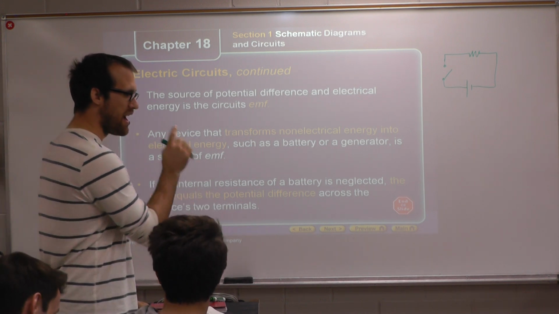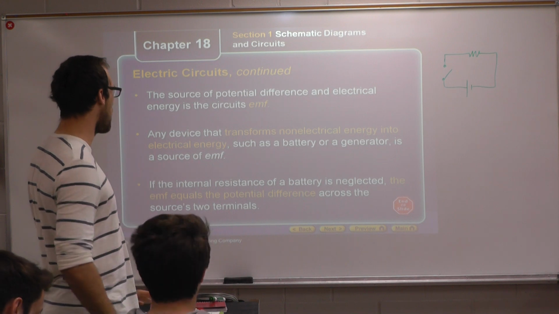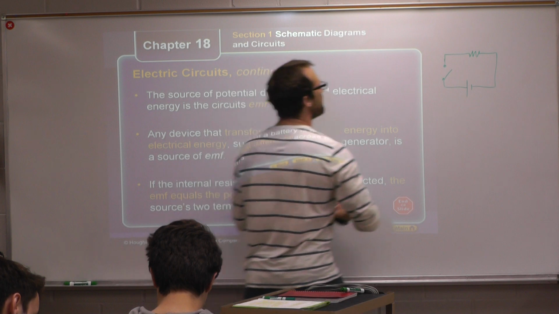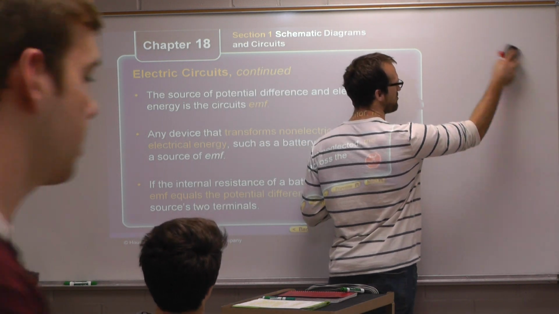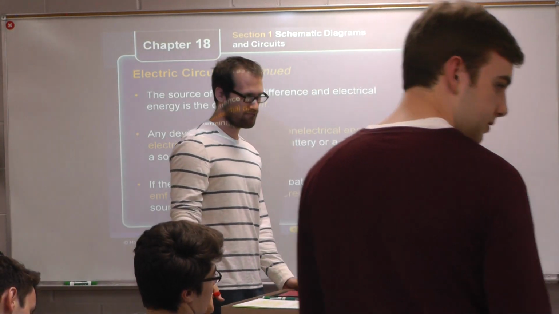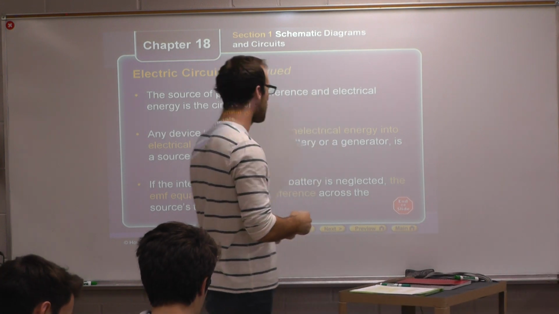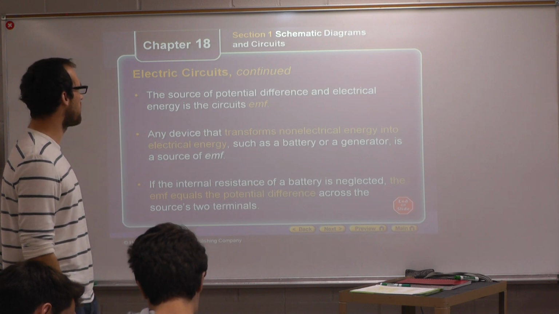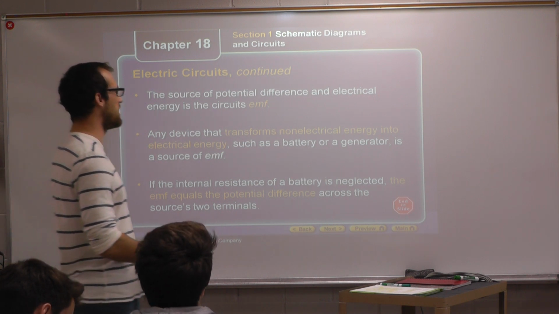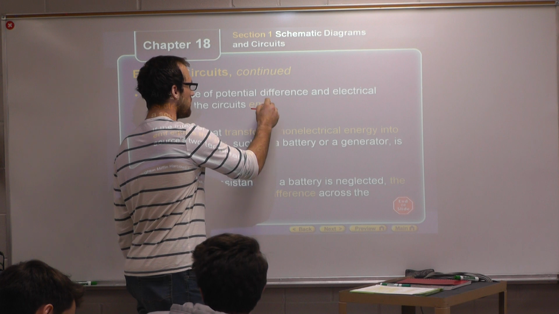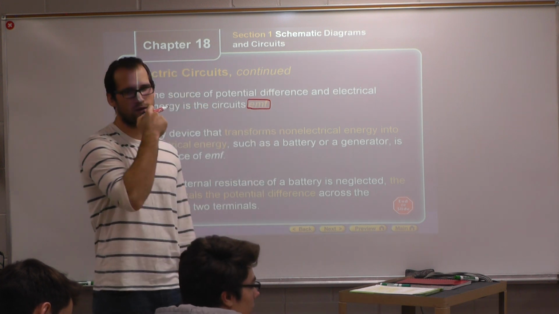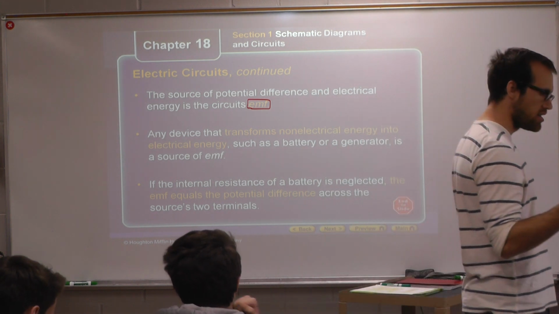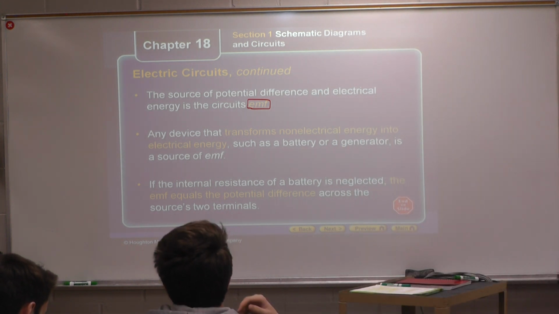Let me finish here. We're almost done. I do want to talk about this. I'm going to try to make this as simple as possible. It is a little bit more complicated than it may appear. It says any source of potential difference in electrical energy is called an EMF. So a battery would be an EMF. A generator would be a source of an EMF.